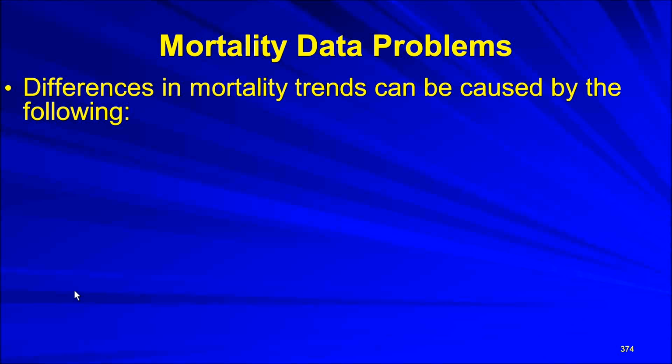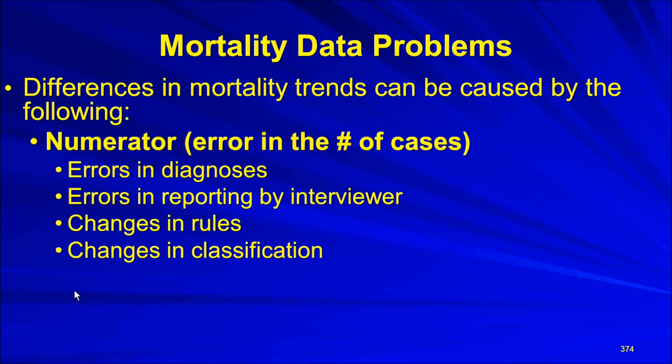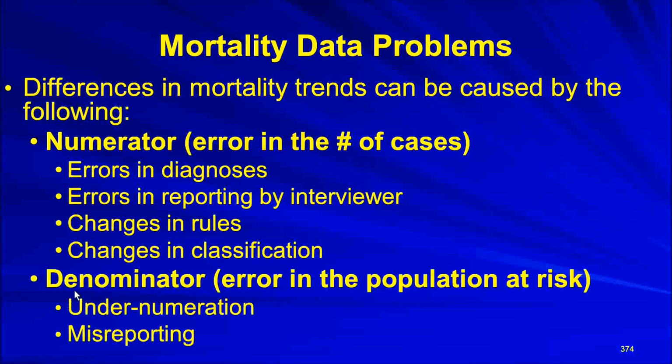We've been talking about morbidity and mortality, and of course, we're always interested in trends in mortality. And these are the errors in the numerator that cause problems, and I've been talking about these all along. And not only errors, but just simply not knowing what the diagnosis is, and the interviewer not reporting them properly, and changes in rules and changes in classification, and a couple of denominator errors. Errors in the population at risk have to do with underreporting and misreporting.